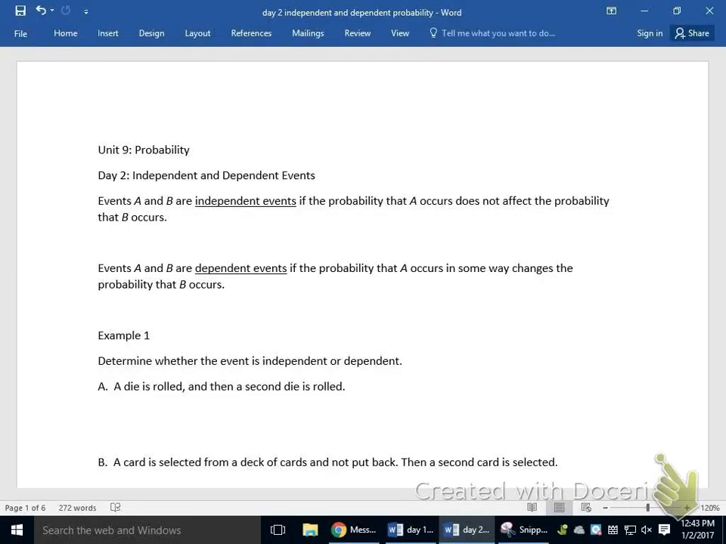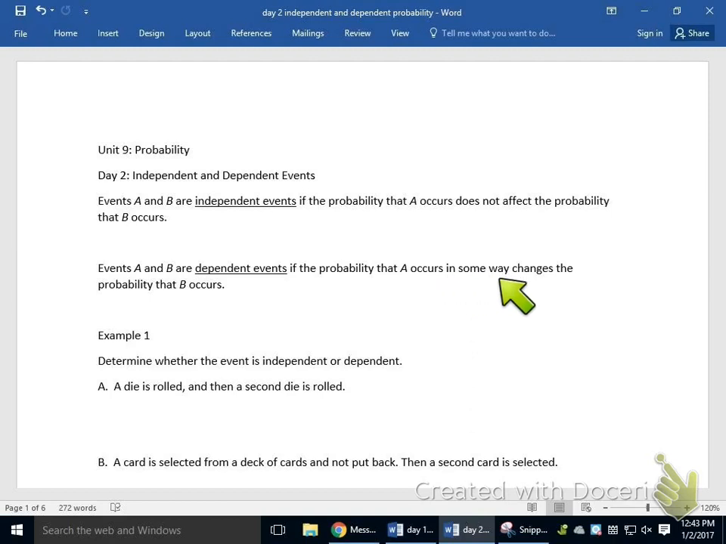This is Unit 9 Probability, Day 2, Independent and Dependent Events. Just kind of outlining what makes events independent: if two events occur and one event does not impact the probability of the second event. Meanwhile, events are dependent if, when one event occurs, it in some way changes the probability that the second event occurs.